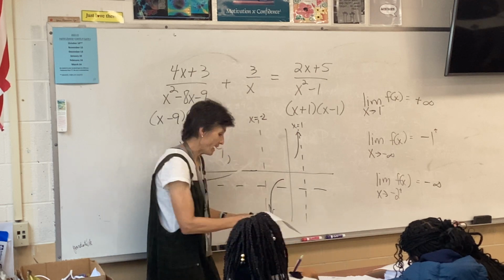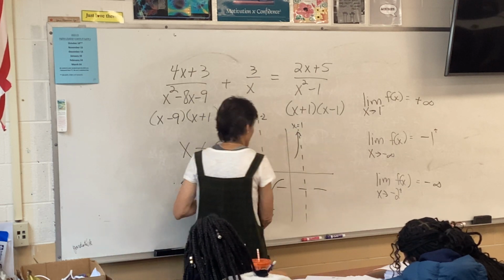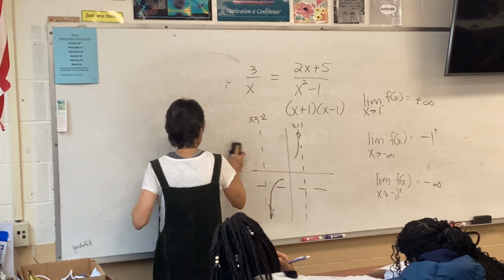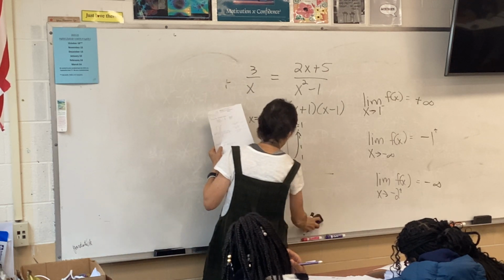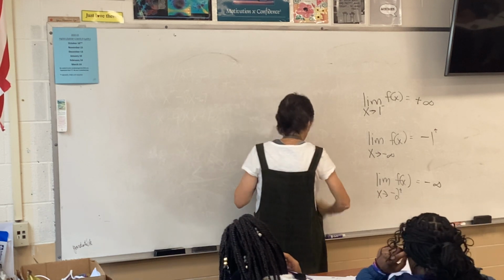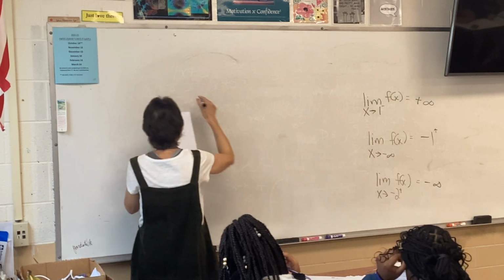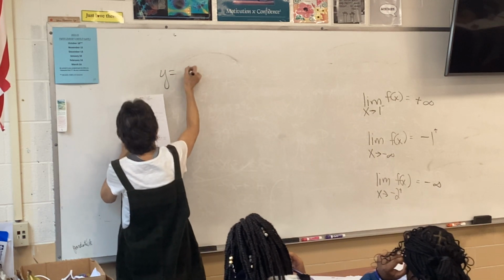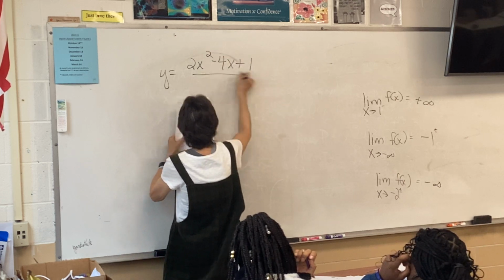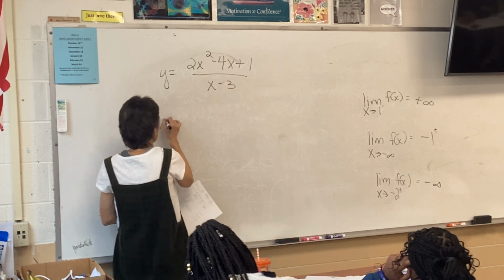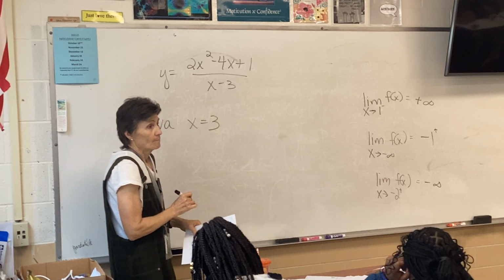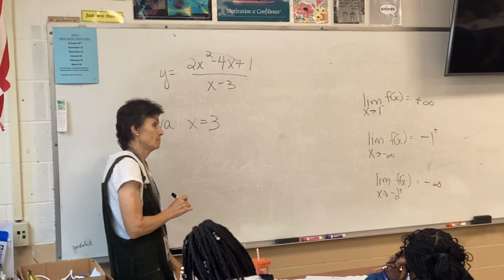Okay. Find all of the asymptotes. So again, kids, I'm not asking you to sketch this thing. I'm just asking you to tell me where the asymptotes are. All right. Well, what's one thing you can tell me for sure? Okay. So for sure, I'm going to have a vertical asymptote at x equals 3. Denominator can't be zero.